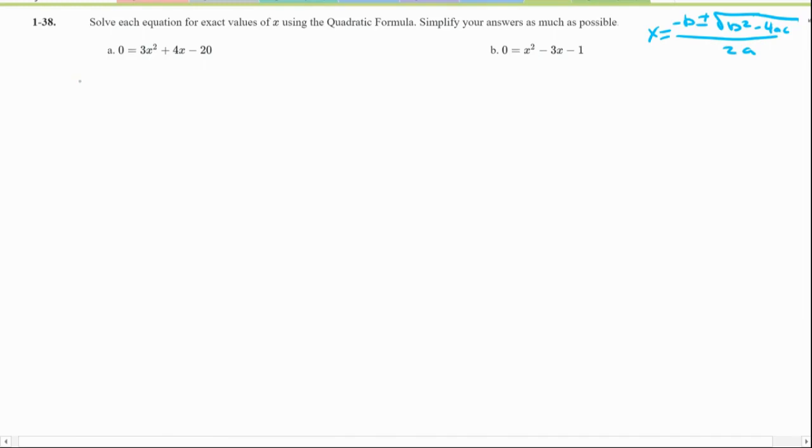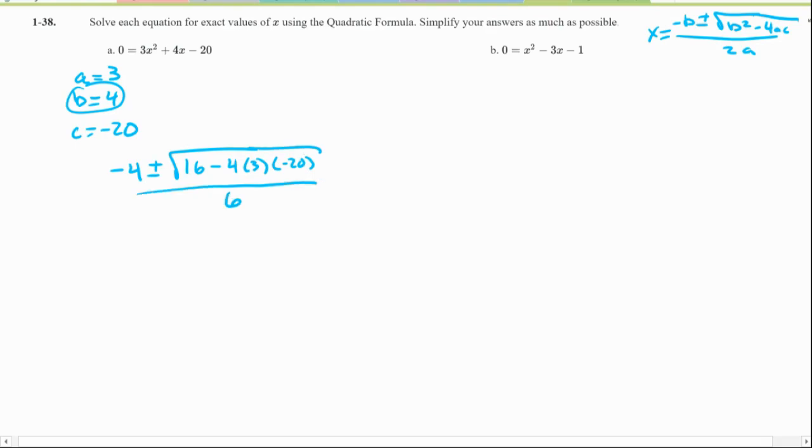Now, the first thing I'm going to do is find out what a, b, and c are. Remember, those are the coefficients of x squared, x, and the constant. So this is going to be 3, 4, and negative 20. I'm basically just going to plug that into the quadratic formula. So negative b plus or minus the square root of b squared, so 4 squared is 16, minus 4 times a times c, all over 2 times a, and 2 times 3 is 6.